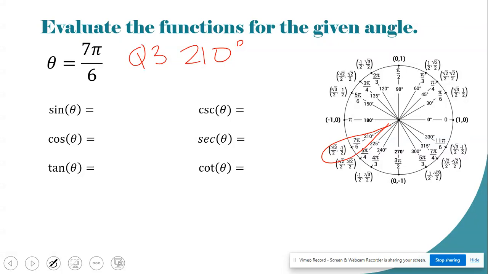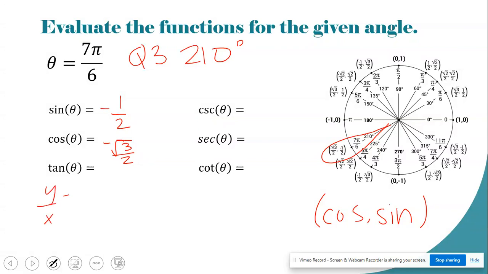Once we've got this coordinate, remember it's cosine, comma, sine, because C comes before S in the alphabet. So does X before Y. So we're looking at 7 pi over 6. Sine is negative 1/2. Cosine is negative square root of 3 over 2. And tangent, remember, that's going to be y over x, or you can think of it as sine over cosine. That's going to be negative 1/2.